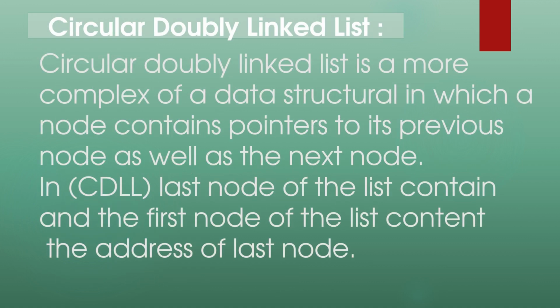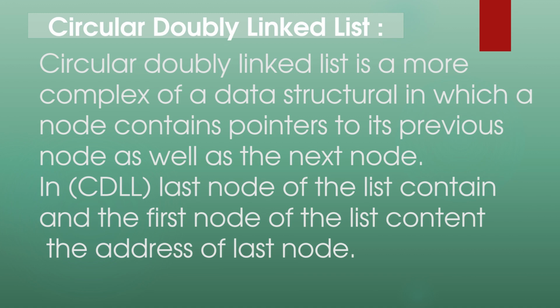What is a circular doubly linked list? Now let's move on to our topic, the circular doubly linked list. A circular doubly linked list is an advanced type of linked list where each node points to both the previous and the next node, making it a doubly linked list. What makes it circular is that the last node points back to the first node, and the first node points to the last node, creating a loop.